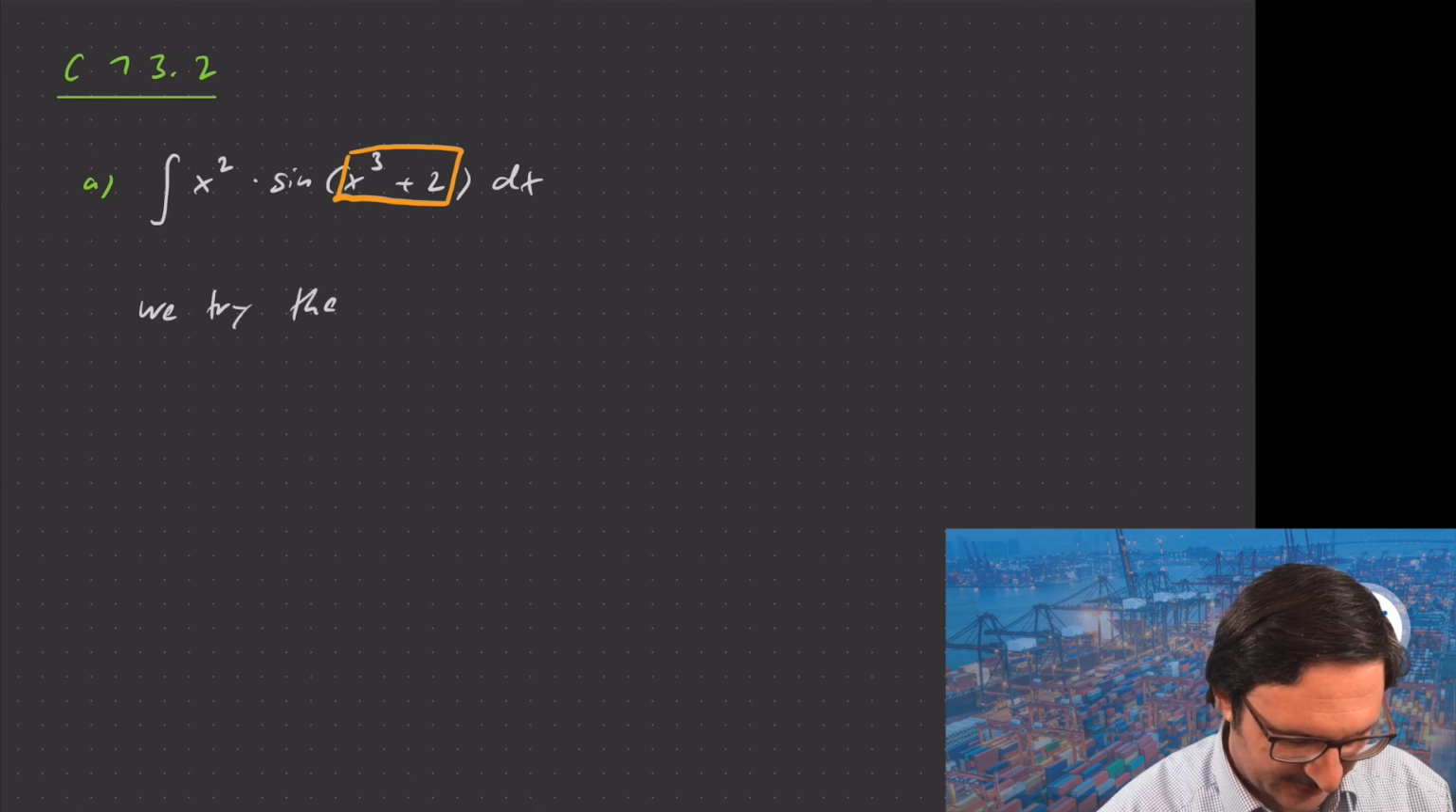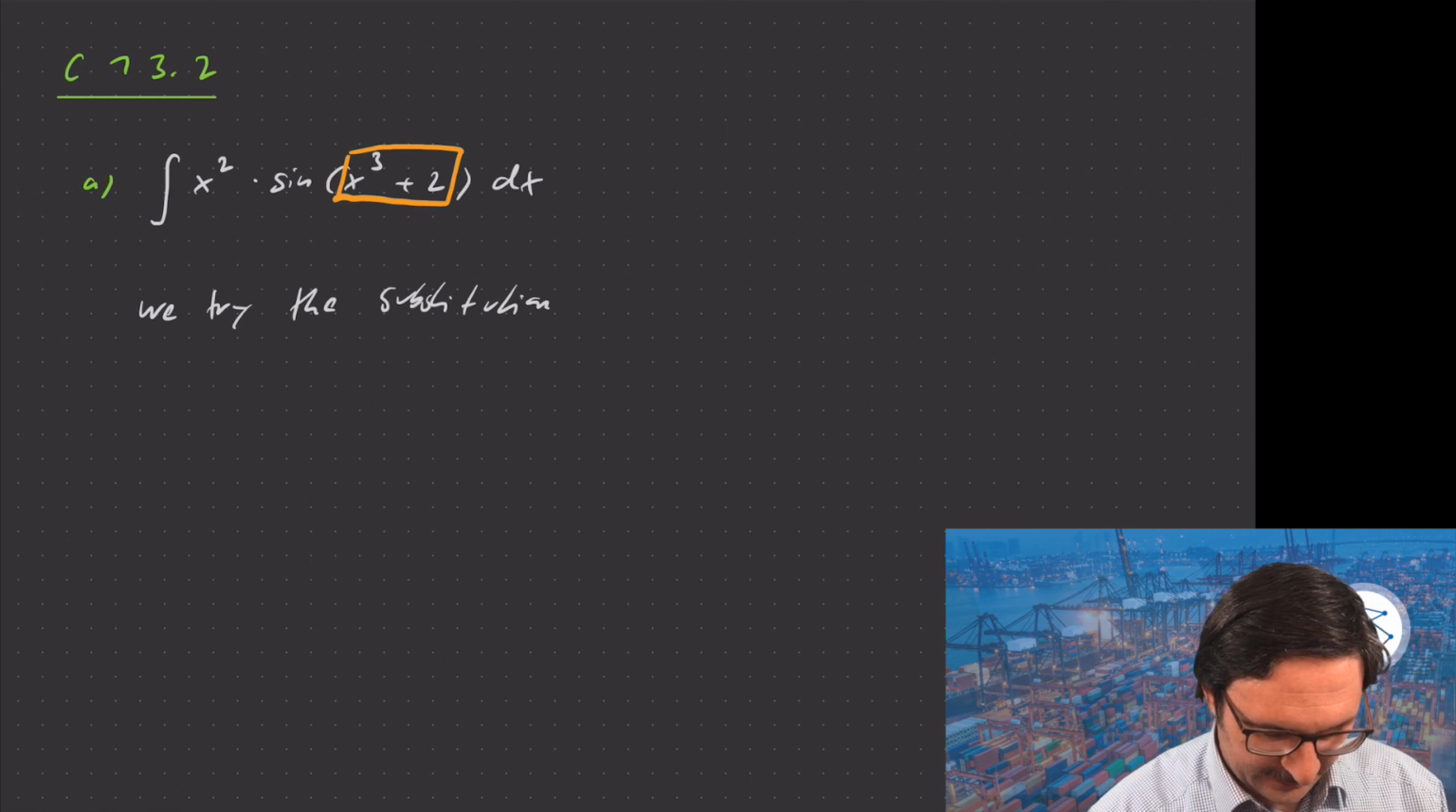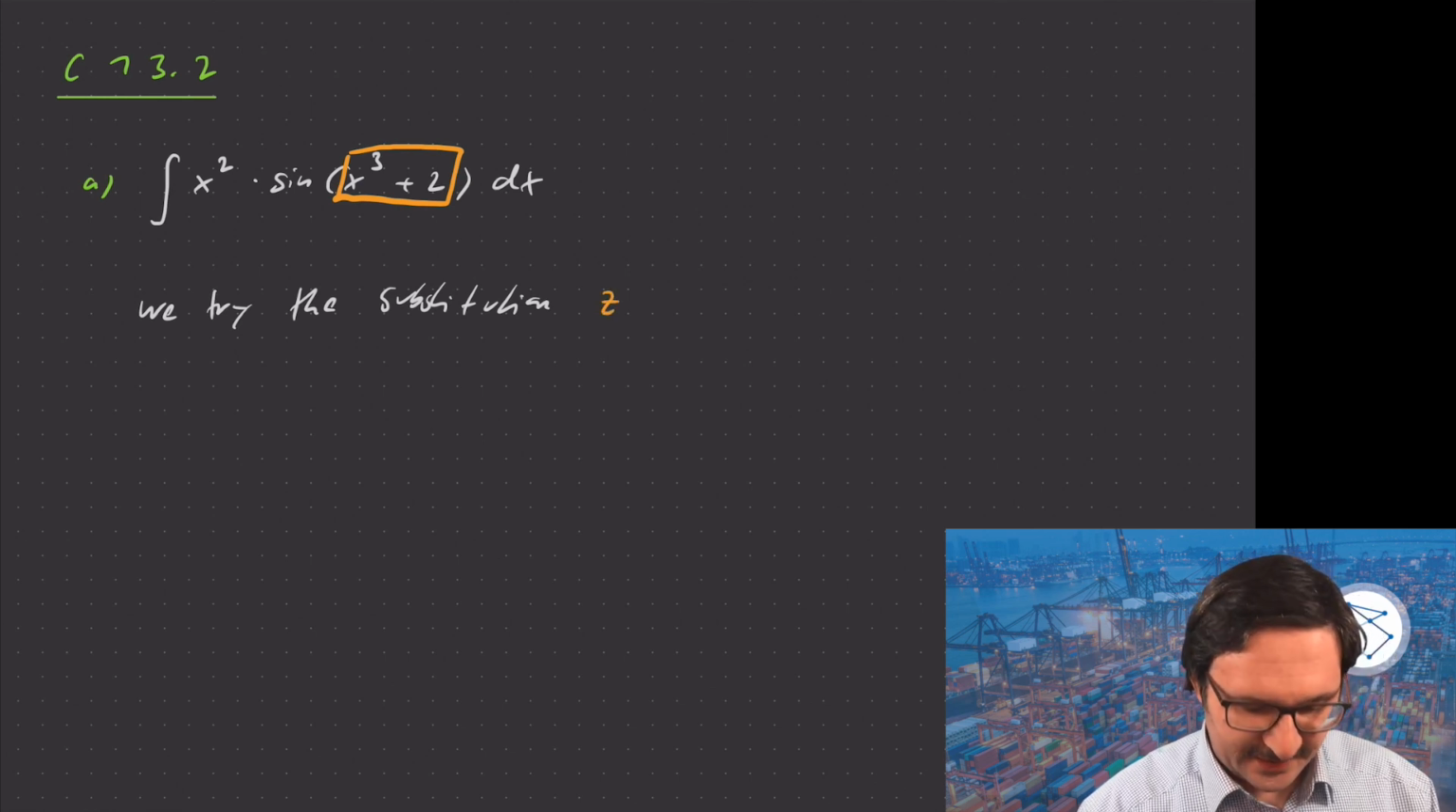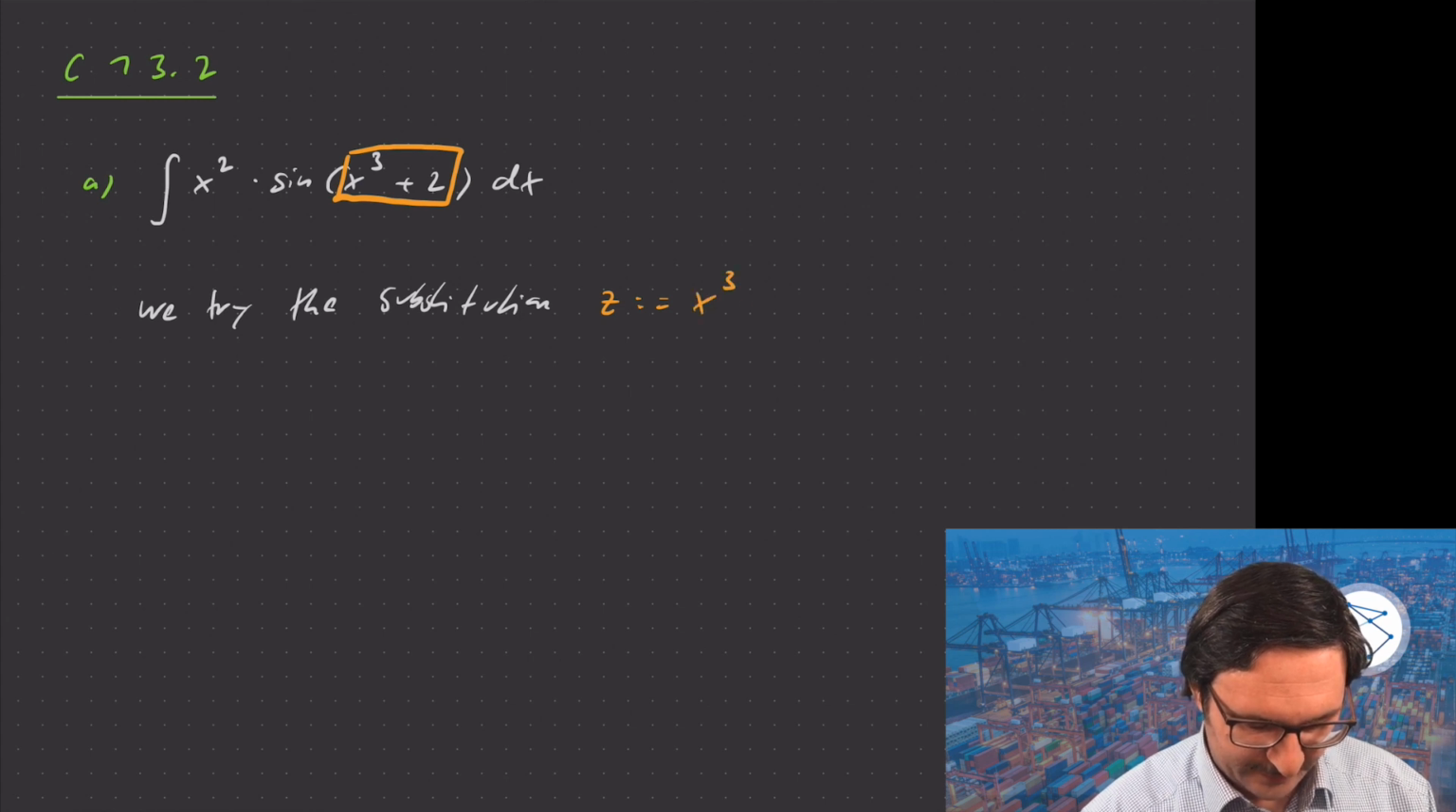So we try the substitution. Let's call the new variable z. Z is defined as x to the power of 3 plus 2.